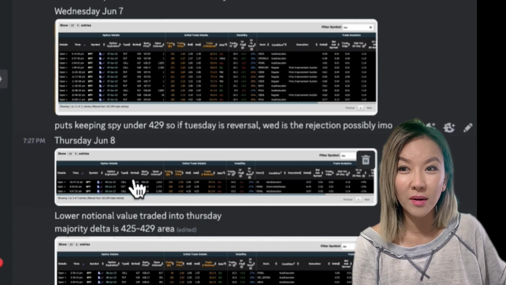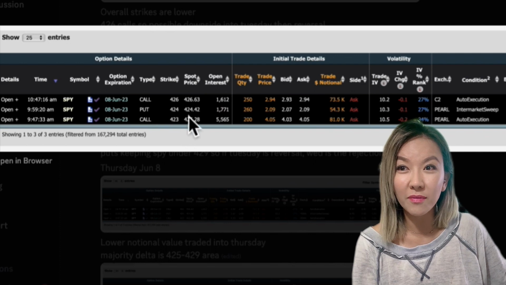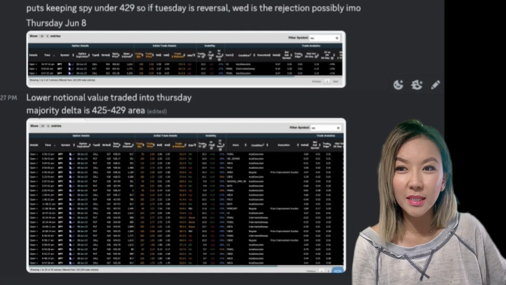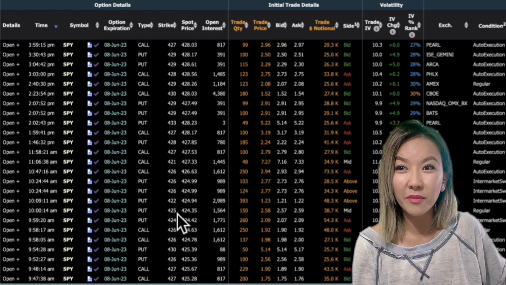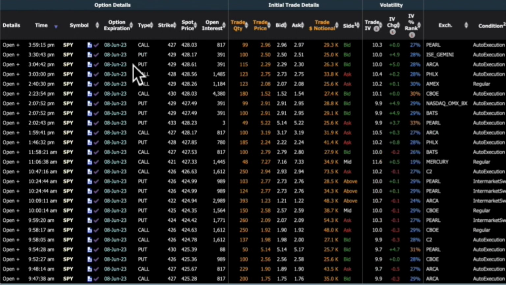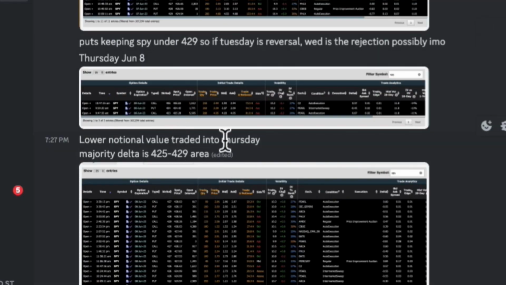We see the 425 area, right here where you see the calls. Because if you see this area for the calls, then you're going to see 425 puts, 426 puts, but 427 calls. So basically I'm making sure that the calls people can make money and the puts people can make money. Both sides have to be winners. Does that make sense? And we have to figure out where the market is going.